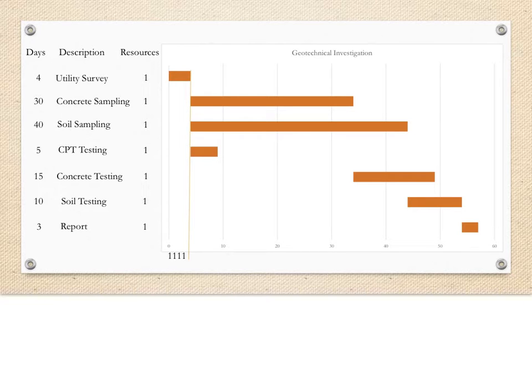The next step is that along the x-axis, we will add up the number of resources used in that particular day. So for the first 4 days, only one resource is being utilized because only one task is occurring. So for each day, we put a 1.